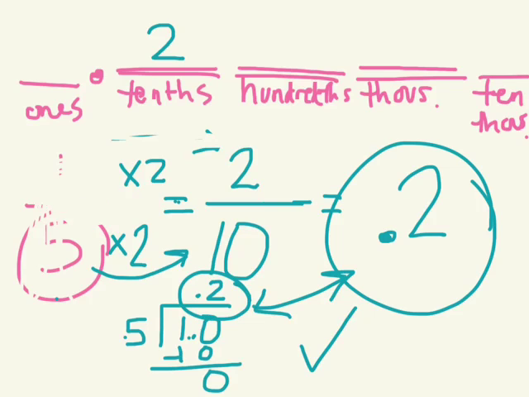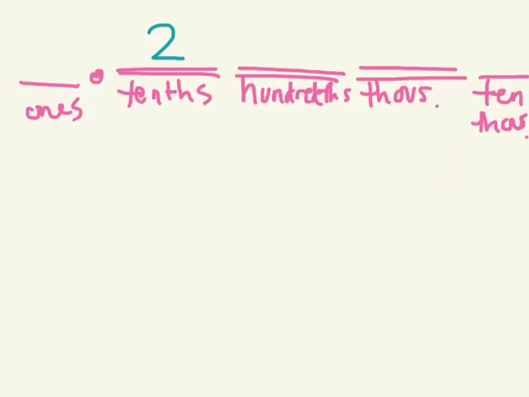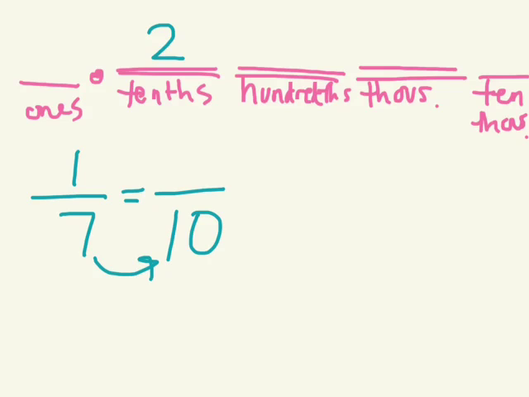So if I had 1/7, I see that doesn't equal anything over 10. 7 times some decimal gives me 10. 7 times a whole number doesn't give me 100 or 1,000. So now I have to use my division method.